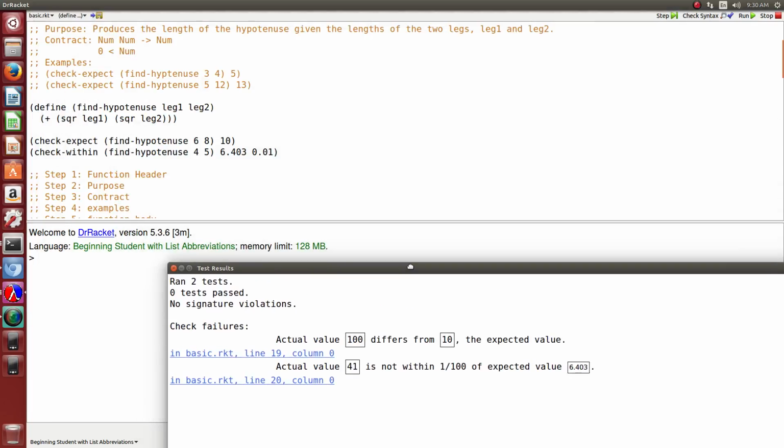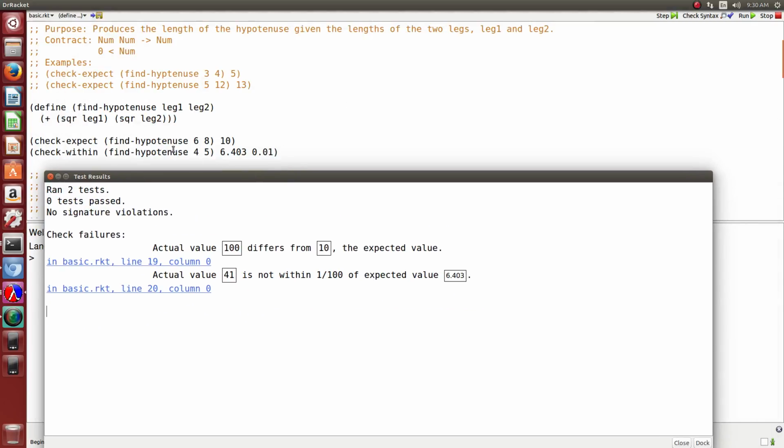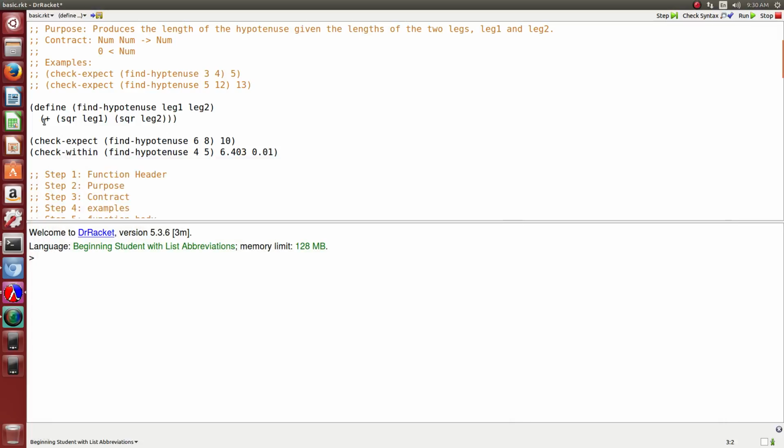So basically, the tests that we wrote here, these two, they didn't pass, but it looks like we forgot to do something, because 10 squared is 100, and 6.403 squared, well, it looks to be near 41, because 6 squared is 36, and 7 squared is 49, and 6.4 is between those two, and 41 is between 36 and 49. So it looks like we forgot to actually take the square root.